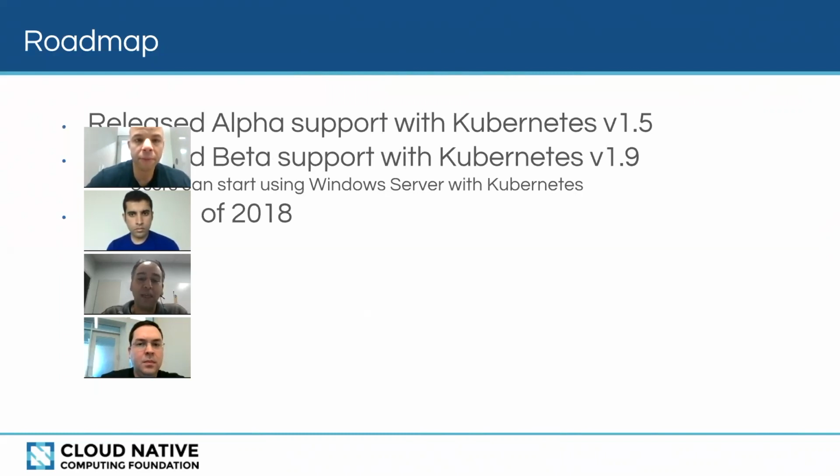Alpha support was mainly great for proof of concept projects and visualizing the roadmap and allowing everybody to understand where we're going with Windows containers in Kubernetes. Now with beta and our continuous feature and functional advancements, both in Kubernetes as well as in Windows Server itself, you can have production level workloads running on Windows Server with Kubernetes. Our goal is to go to general availability sometime later this year, probably towards the end of the first half of 2018.